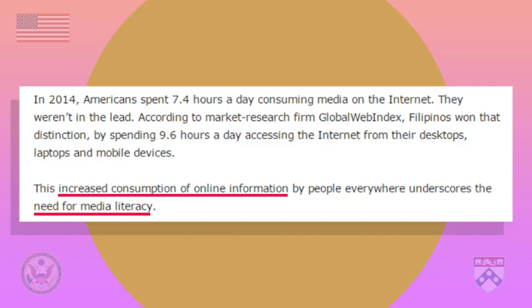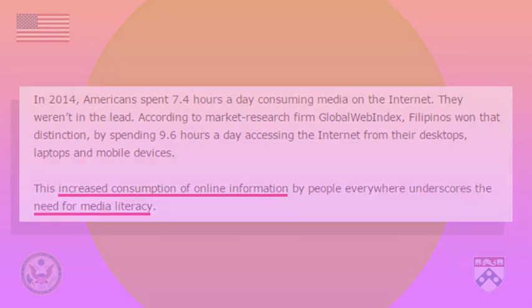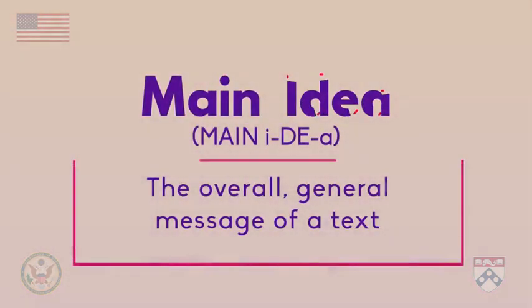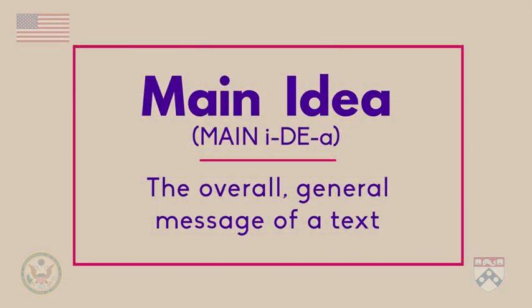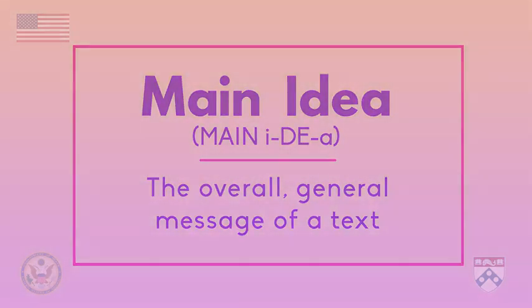Even if some of these words are new for us, we should be ready to combine what we know about the title, the pictures, the captions, and the subheadings to predict the main idea of the text. The main idea is the overall general message of the text. In our example, we could guess that the text will tell us that media literacy is important, and it will give us some advice about how to improve media literacy.